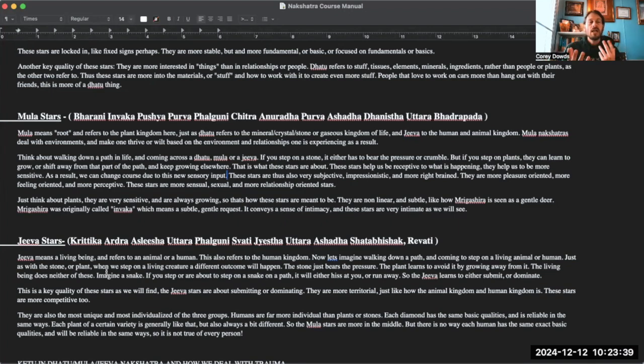So the Jiva, the animal nakshatras, are all about the fight for territory and the idea of either submitting or dominating, and basically the consciousness of hierarchy. And they are the highest consciousness as well. The Jiva nakshatras are also Nasha, which means destruction or loss, and Shiva, you see, but they're sattva, so they're like the most inspired and the highest consciousness, but they are actually the most destructive stars as well.